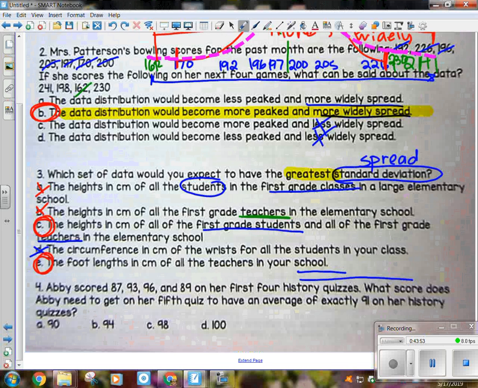So short foot, long foot, or first grade teachers and students, which one would be more widely spread? Greatest standard deviation, I think, would probably come from the teachers and the students. Because if you have a short student and a teacher, you're going to have more than you would have if it was feet. So number 3 is going to be C, the heights in centimeters of all the students and the teachers. Number 4, Abby scored.